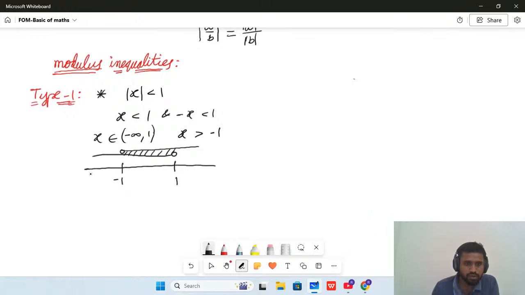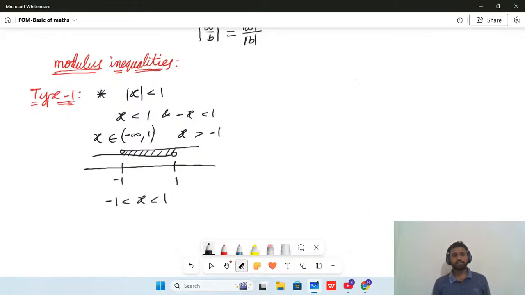So, what is the common interval for x greater than minus 1 and x less than 1? It is minus 1 to 1. So the solution for this inequality is x lies between minus 1 and 1. Okay. So this is a solution: mod x less than 1, solution is x lies between minus 1 and 1.